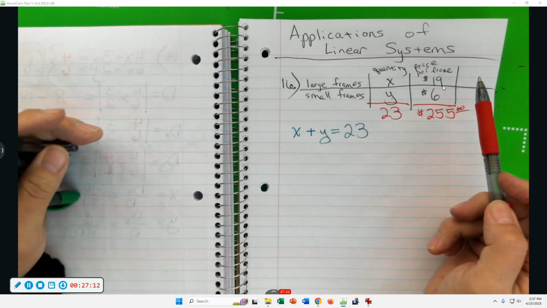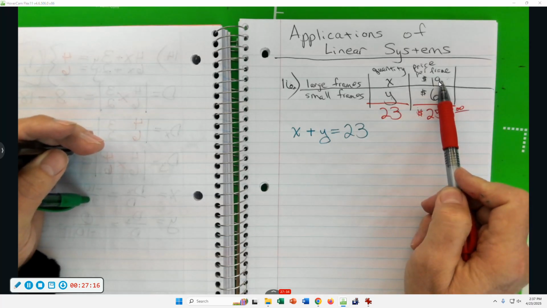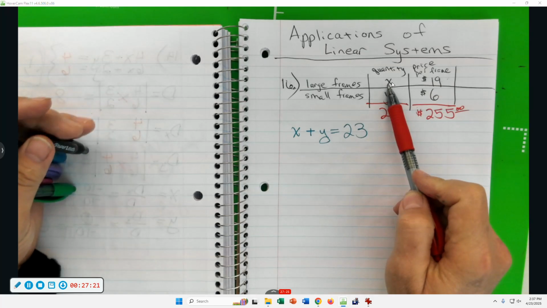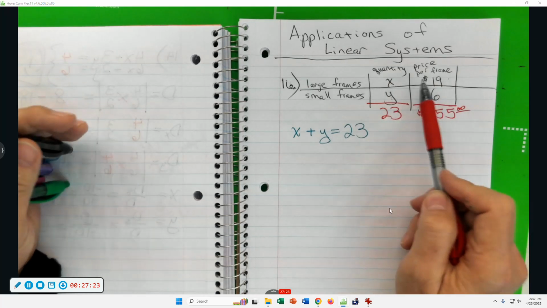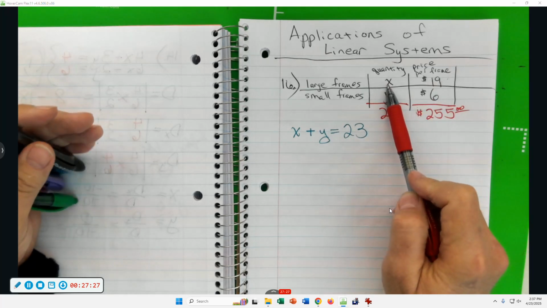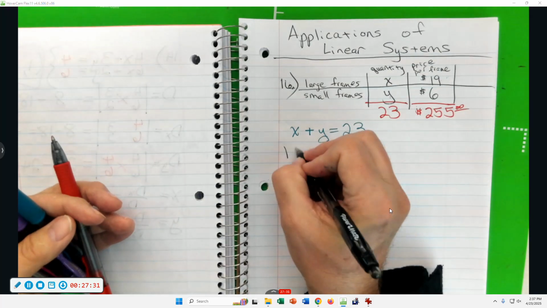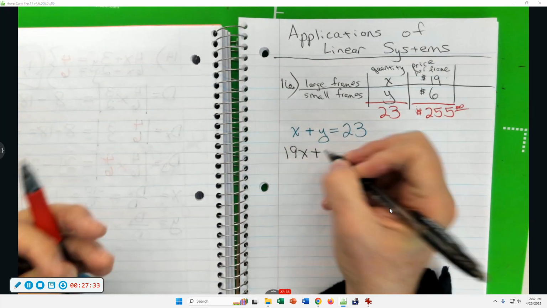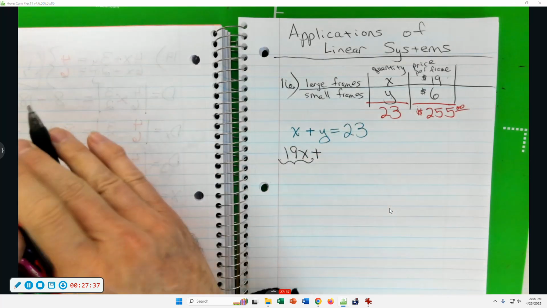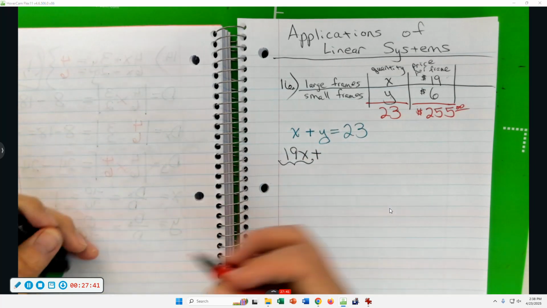$190. How did you get that? You take the price per frame and multiply it by the number of frames she bought. Well, in this case, the price per frame is $19. She bought X frames, so 19 times X. That's all the money she spent buying the large frames. This 19X is the total amount spent on the large frames.